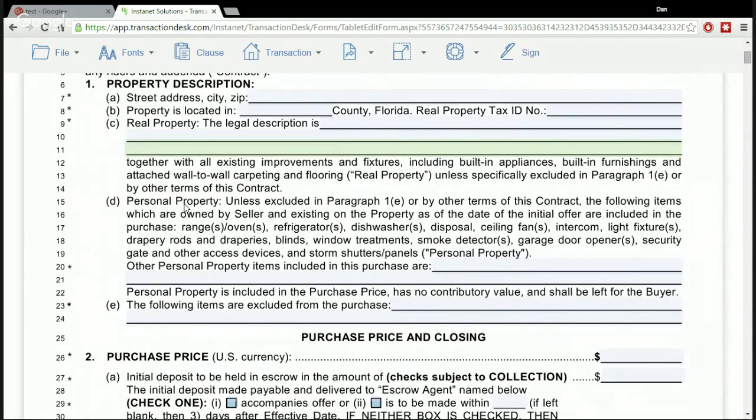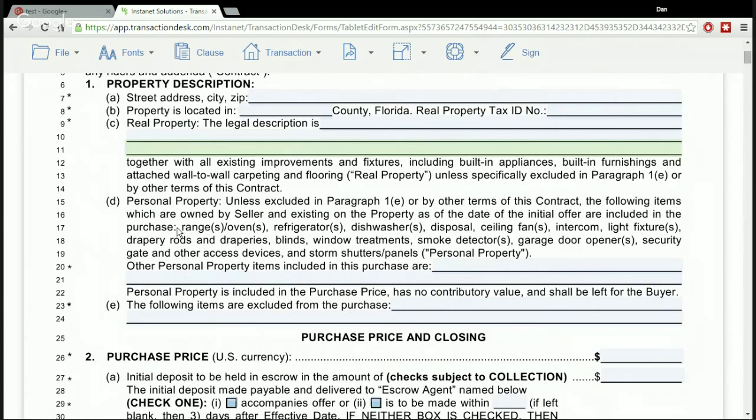D and E sort of deal with, well, actually, let's back up. So the property, and then right here, starting at line 12, together with all existing improvements and fixtures, including appliances, furnishings, carpeting, flooring, any of the flooring, unless it's specifically excluded in paragraph E below, then it's included in this contract. So anything that's a fixture, okay? Paragraph D, 1D, starts at line 15, talks about personal property. Again, unless excluded in paragraph 1E, E is your exclusion line. So unless it's excluded here, all of the following items are included.